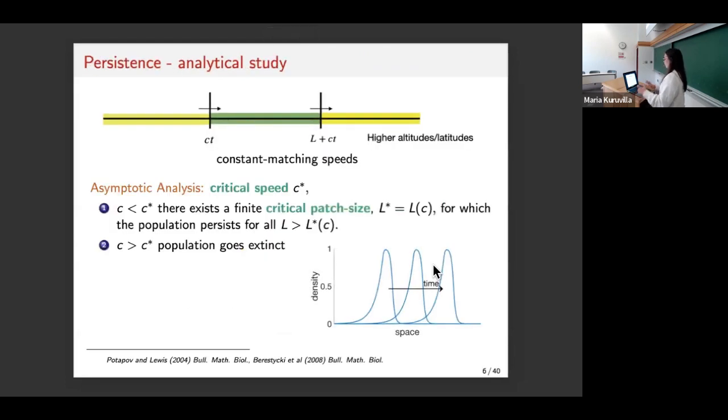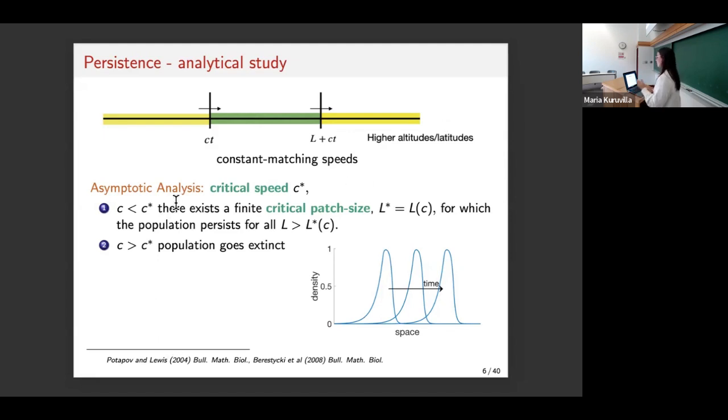Okay, so the foundational model, like I said, took L1 to be ct and L2 to be L plus ct. So this is what I will call the constant matching speeds case, because within this framework, our habitat stays the same size for all time, and it shifts at this constant speed for all time. And you can see it's going towards the higher altitudes or latitudes. And in this framework, we can establish a lot of analytical persistence results.